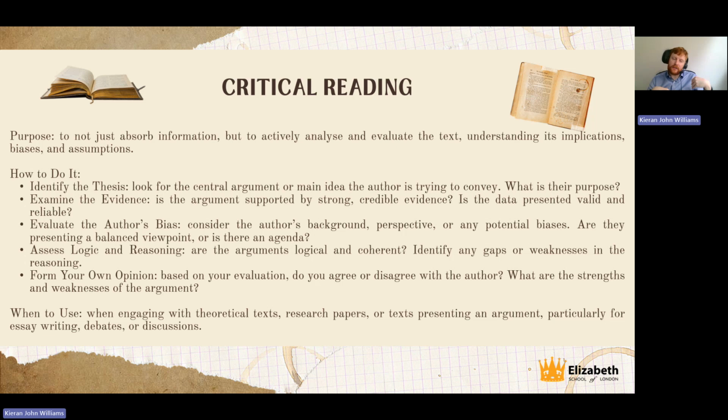Okay, so this is when you are considering stuff more in a theoretical sense. So this could be for essay writing, it could be for debates, it could be for presentations, things like that.